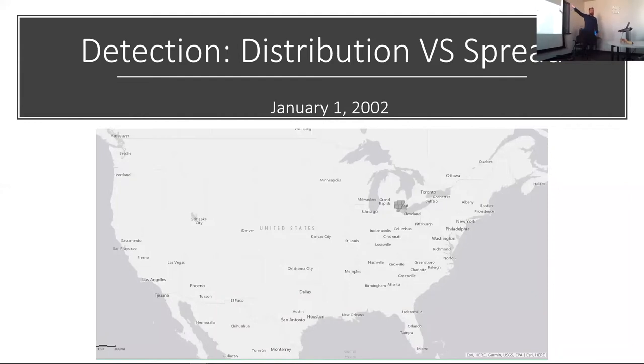I want to be very clear that there's a difference between the distribution of something like this and the spread, right? Early on, we detected it, but you didn't really know where it was. Then it's very easy to look at a map like this, cycle through and watch counties accumulate over time, and think that that's how it's spreading, when in reality, you're just mapping the distribution and capturing a little bit of spread. There's a lot of confusion with that.